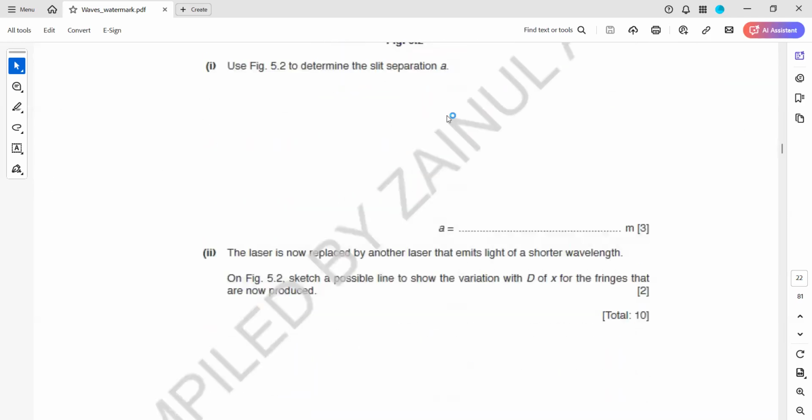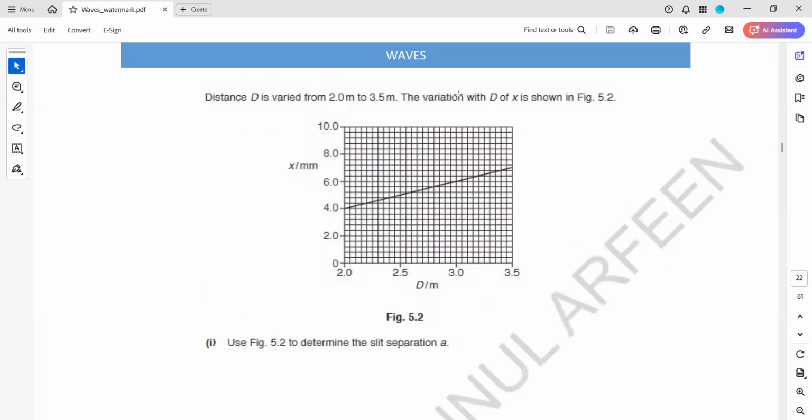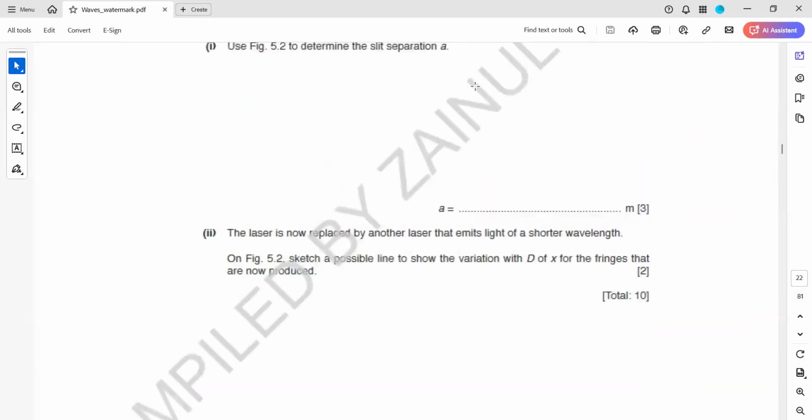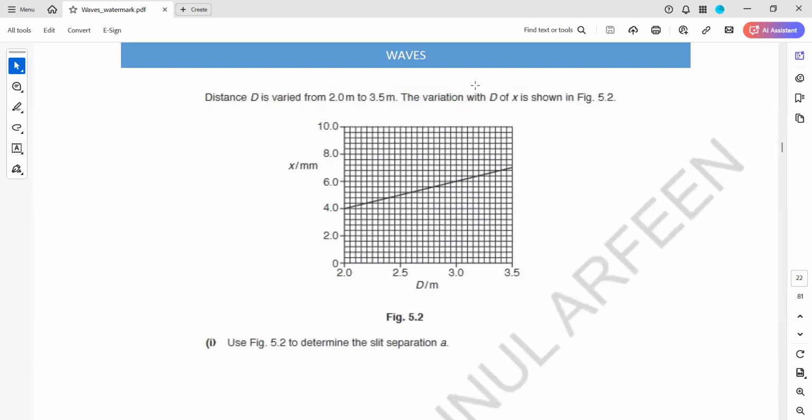The next is, the laser is now replaced by another laser that emits a shorter wavelength. On the figure, sketch a possible line to show the variation with D and x that are now produced. If you are using a shorter wavelength and A is the same, A is the spacing that is not changing. So because lambda is equal to Ax over D, the wavelength is shorter. So it means the ratio of x over D should also decrease.